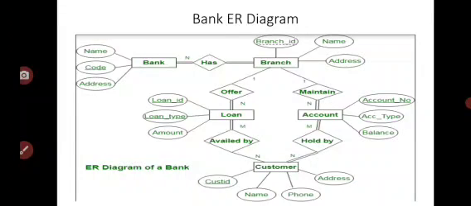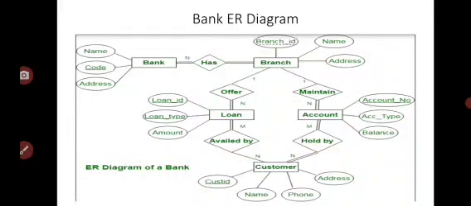Now we come to the example of the bank ER diagram. In the bank ER diagram, bank is an entity, branch is an entity, loan is an entity, account is an entity, and customer is an entity. The bank has several properties: name of the bank, code, address. The bank code is the key attribute. In the branch, we have branch ID, branch name, branch address. Branch ID is the key attribute, that is why it is underlined.